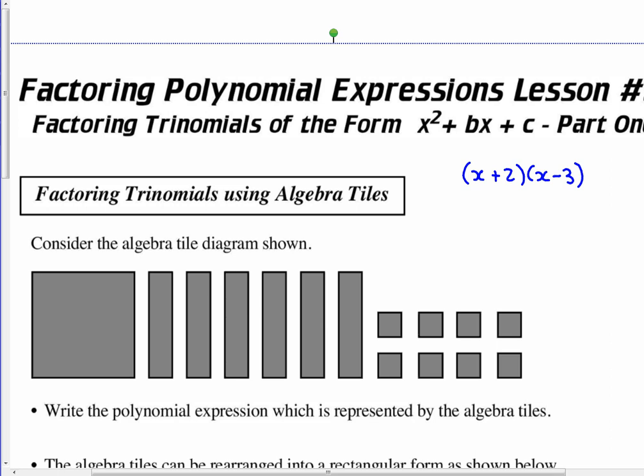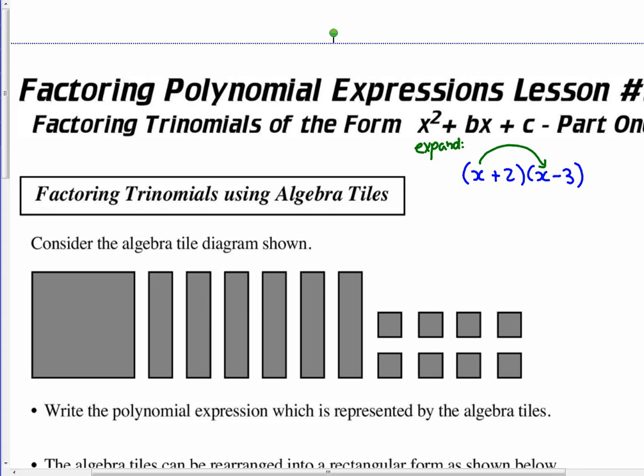Good question. First, outside, inside, last, right? That's where we use our arrows. So please expand or multiply this. And no, you can use other methods. Distributive property works great. Okay?